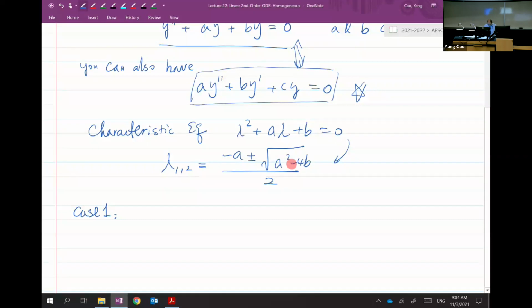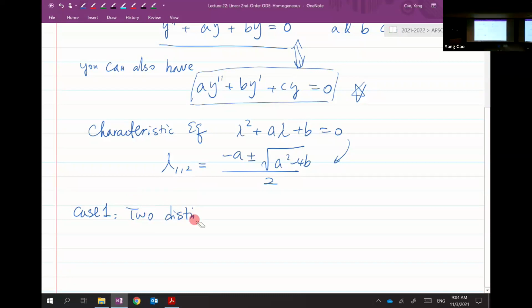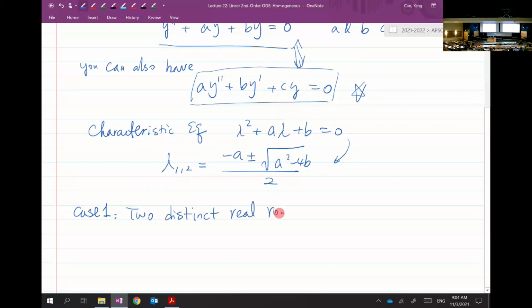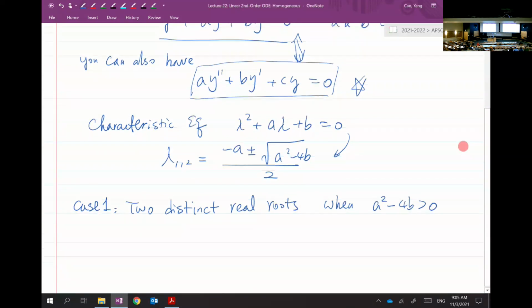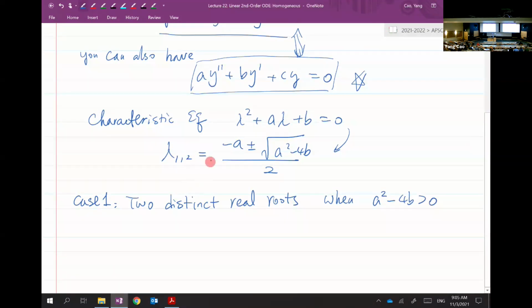So the first case is when you have two distinct real roots. That's when a squared minus 4b is greater than 0. So the square root term is more than 0, and you get two distinct real roots. Whatever the coefficients you plug in, you get lambda 1 and lambda 2. So basically you get these two real roots.